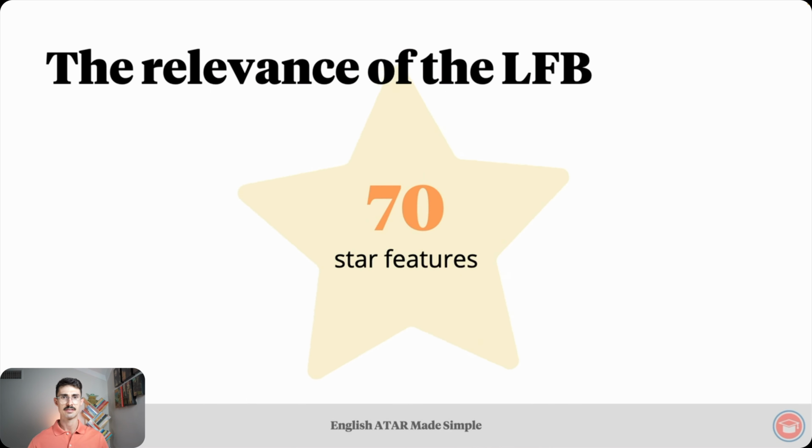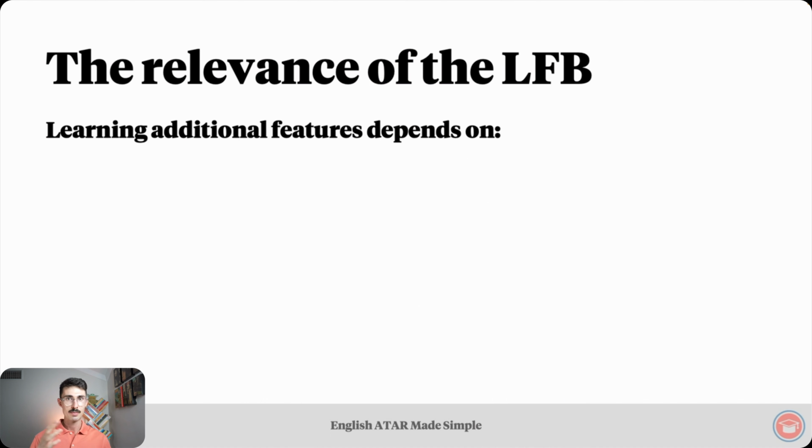This idea of learning 3 different types of language features or 3 different languages is not that hard all of a sudden because it only means learning 70 terms. 70 terms and you understand the main language features you need to know to do very well in English ATAR. What about those other 80?